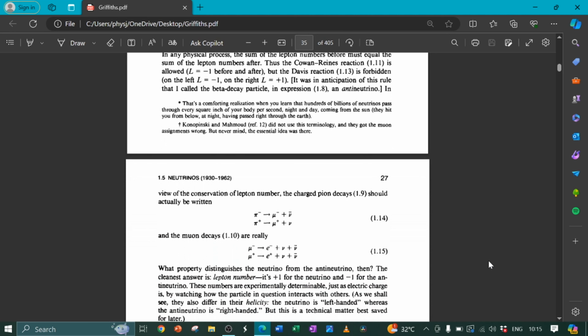In view of the conservation of lepton number, the charged pion decays 1.9 should actually be written: pion goes to muon plus antineutrino, antipion goes to antimuon plus neutrino, and the muon decays are really muon goes to electron plus neutrino plus antineutrino, antimuon goes to positron plus neutrino plus antineutrino.